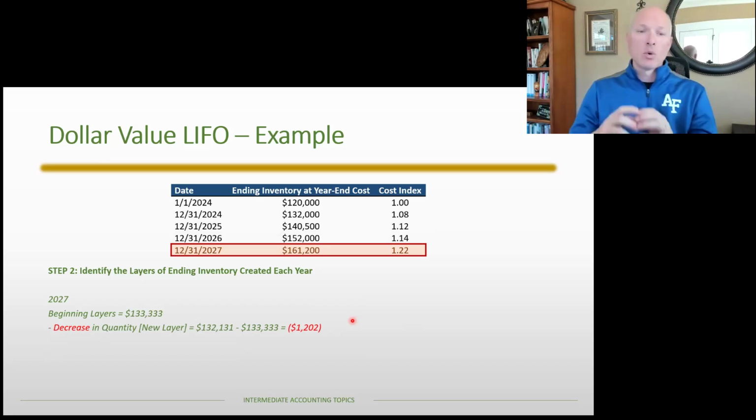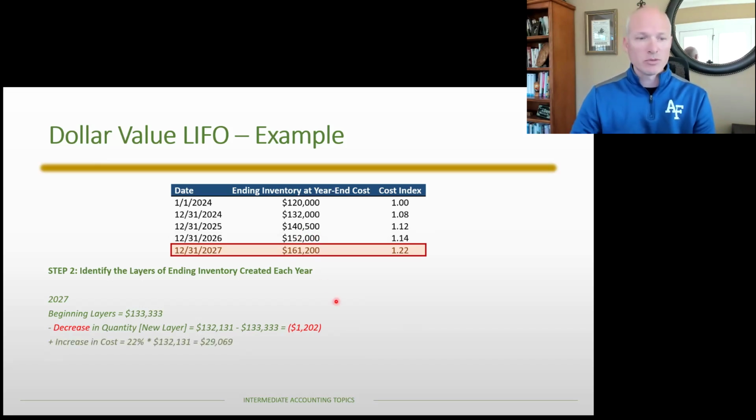But in this case, we're only dipping into the 2026 layer. But again, to reconcile everything, how do we go from 152 to 161,200? It's both the decrease in quantity, but there was an increase in cost. So it's weird that we went up, yet the quantity went down. It's because the price increase was enough to make up for it.